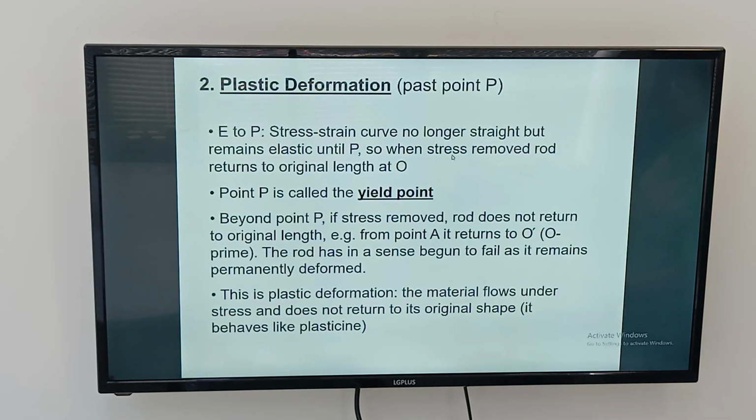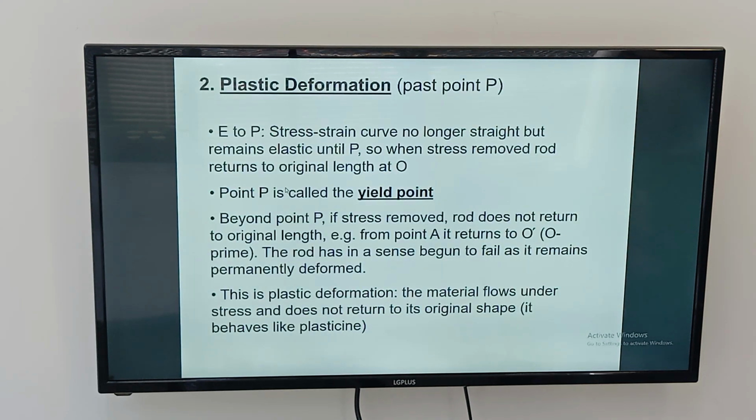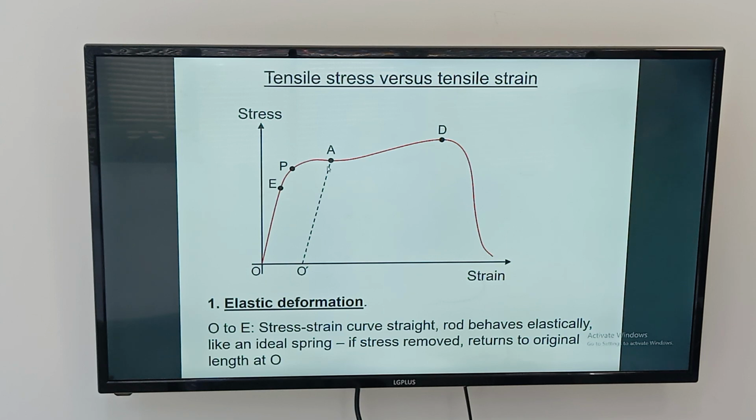So, when the stress is removed, the rod returns to original length at O. This point is called the yield point, which means if we apply force and the stress-strain curve goes over the point B, the rod does not return to its original length. For example, from point A, it returns to O prime. From point A, because we moved past the point B, the force applied moved it past the point B. So it will be from point A to point O prime.